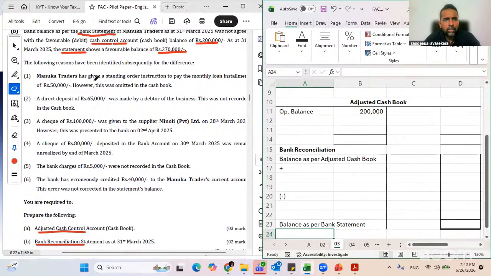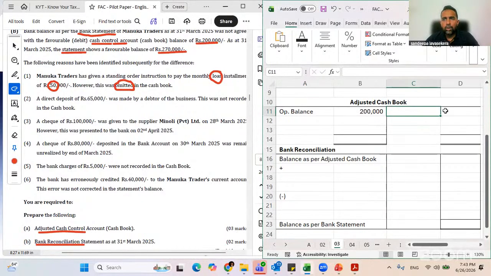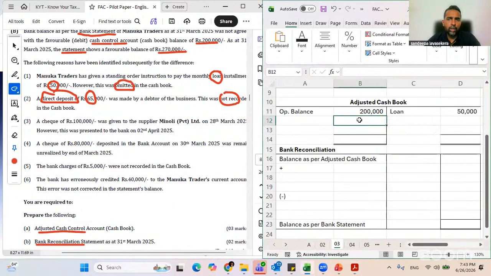Manuka Traders has given a standing order to pay the monthly loan installment of 50, and it has been omitted. Then what should we do? We have to adjust now. Because of the bank loan, the balance is coming down. Very easy. There's a direct deposit of 65, but it was not recorded. So we will record here 65 direct deposit from a debtor.